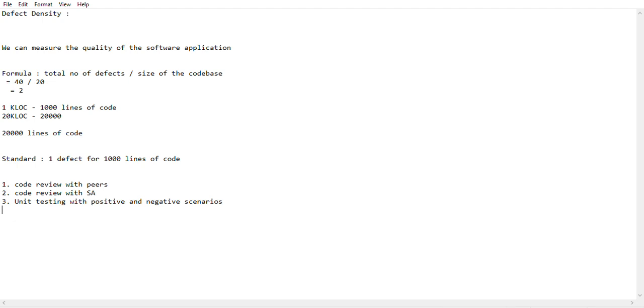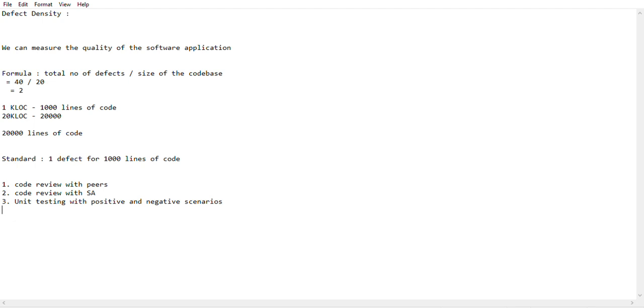The formula is the total number of defects divided by the size of the code base. Size of the code base is measured in KLOC, meaning thousands of lines of code, so 1 KLOC is equal to 1000 lines of code. In this example, I've given 20 KLOC, meaning 20,000 lines written for that particular module. So 40 divided by 20, which is 2, is the defect density for that module. In this way, we can identify the defect density for all the modules in this software application, and the standard is always one defect per 1000 lines of code.